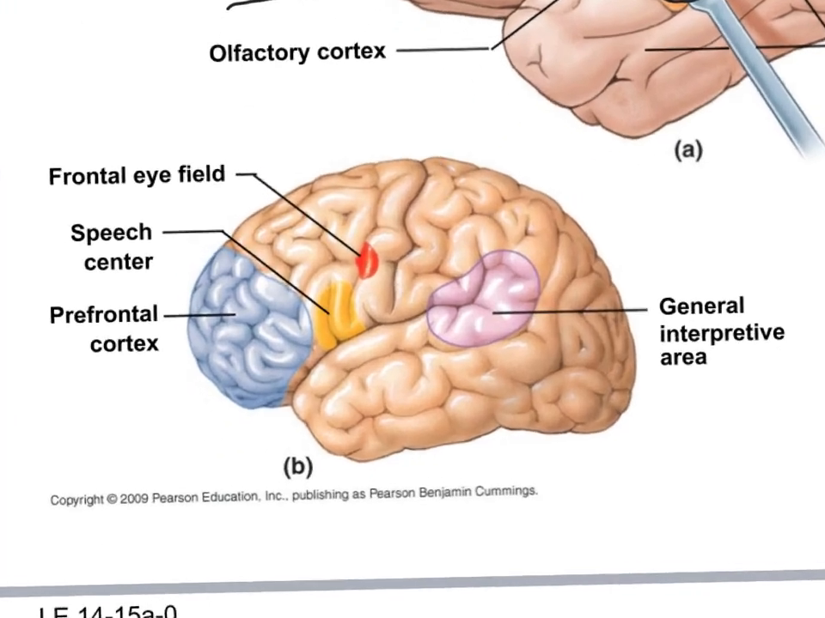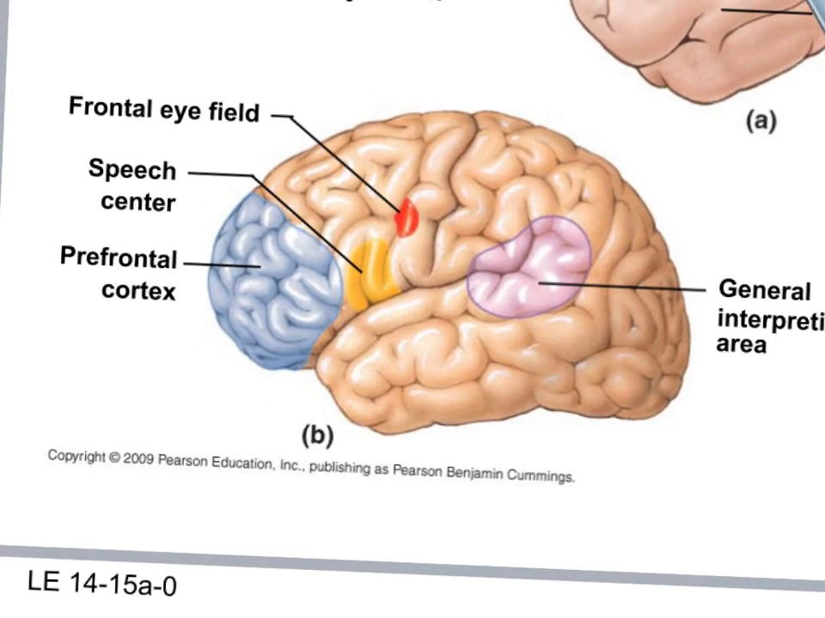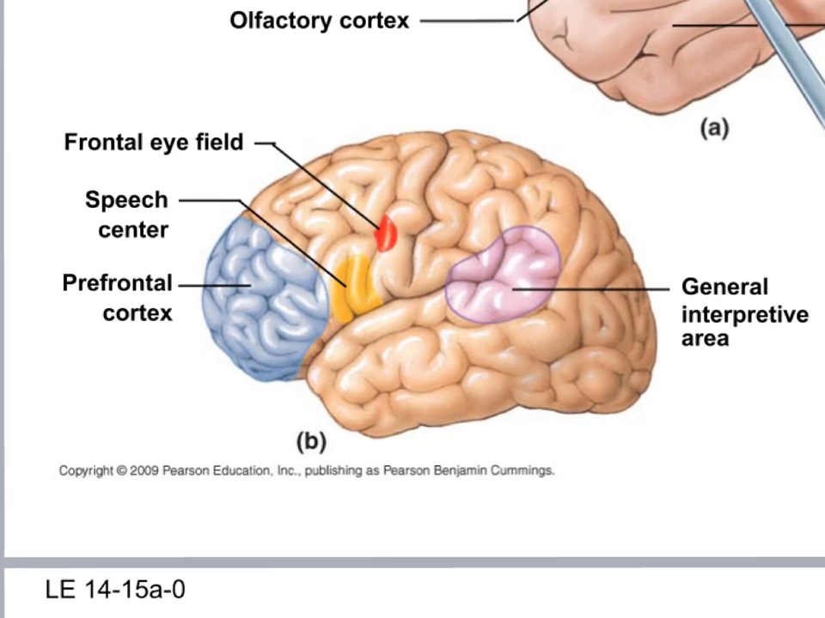Okay, then we have the integrative areas. And the integrative areas are usually lateralized to one cerebral hemisphere, so like in the right or the left, but not in both. And there's only a few of them that I want you to know about. So first of all, we have the general interpretive area right here. You can see that it's kind of in the parietal lobe, goes a little bit into the temporal lobe. It used to be called Wernicke's, but now we just call it the general interpretive area. It's only in the left hemisphere.